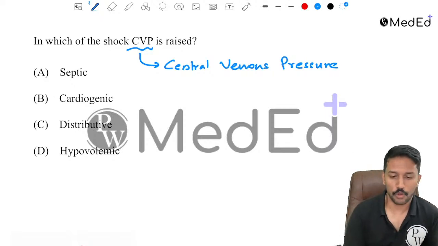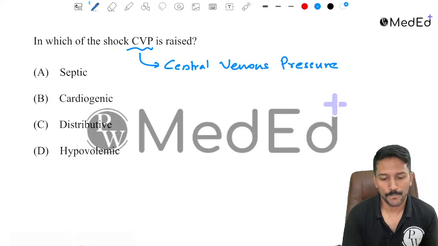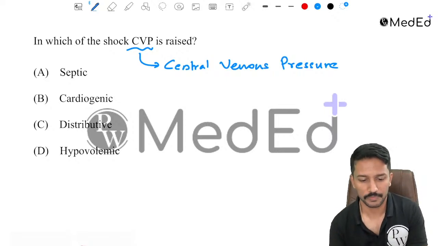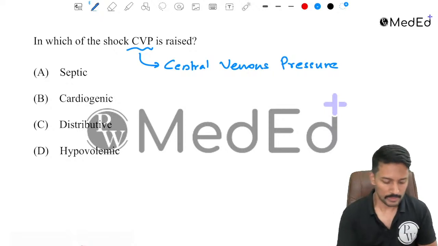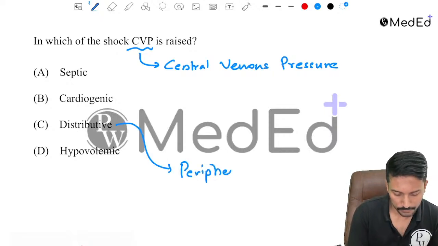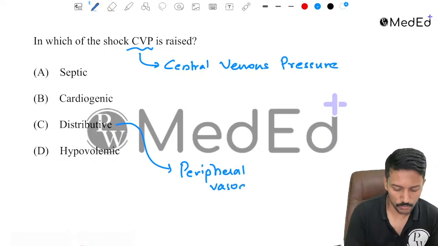In which type of shock will CVP be raised? Okay, so what makes you think that in distributive shock the CVP will be raised? What is distributive shock? See, in distributive shock there is peripheral vasodilatation. Give me one example where you see distributive shock. Peripheral vasodilatation.